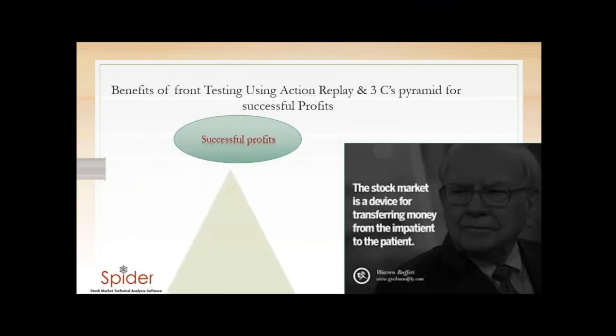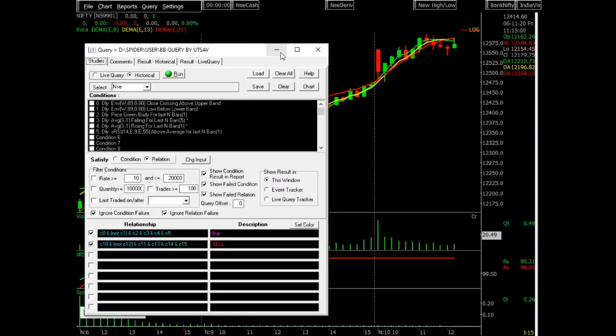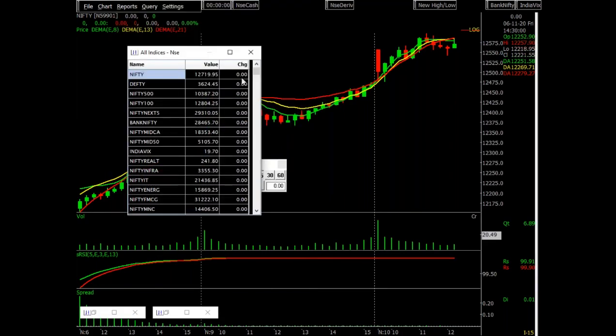Okay, so let's go further. You can also use the indices to know the market flow. If you are looking at one sector, for example you are currently in a trade in pharma and you find your Nifty Pharma is negative or turning negative, that will probably be the point where you can look for an exit. So check with the indicators and with the indices to find out on which side the flow is.